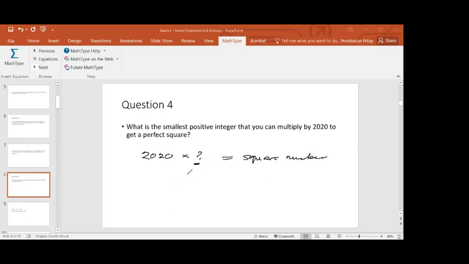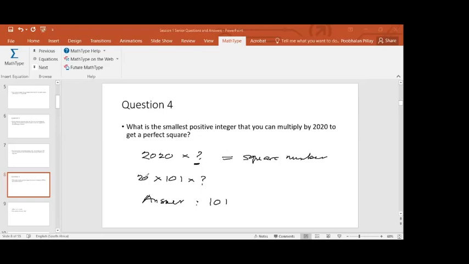And the way to do this is you need to factorize 2020. Well, 2020 is actually 20 times 101. Right? You're going to multiply this by something to get a perfect square. Okay. All right. The smallest one you can get is you need to certainly multiply it by 101. You have to multiply this number by 101 to make this into a perfect square.